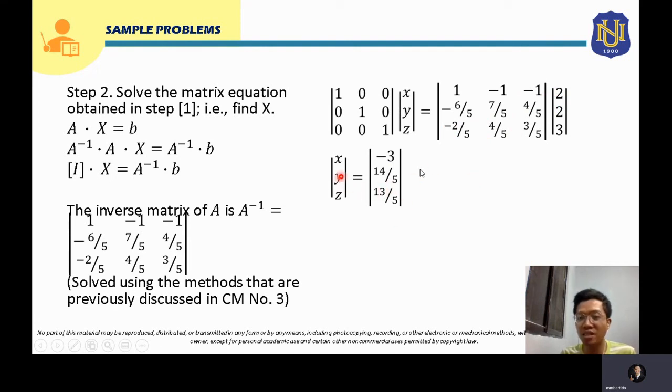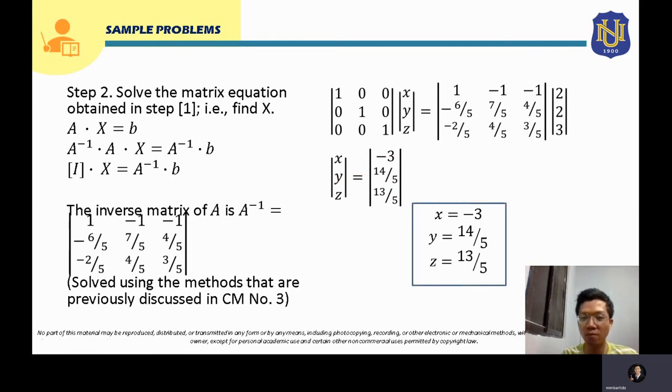So these will actually be the values of x, y, and z. Applying the concept of equality, x will be equal to negative 3, y is equal to 14 over 5, and z is equal to 13 over 5. So these will now be the answers for this problem.